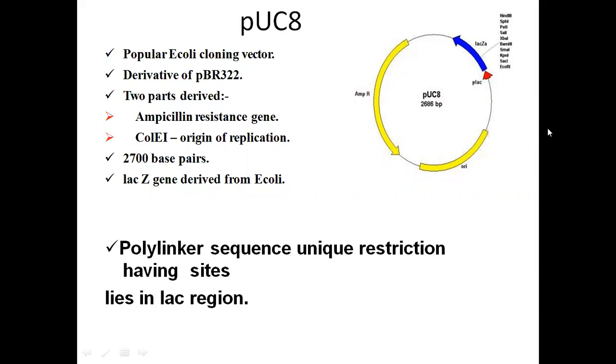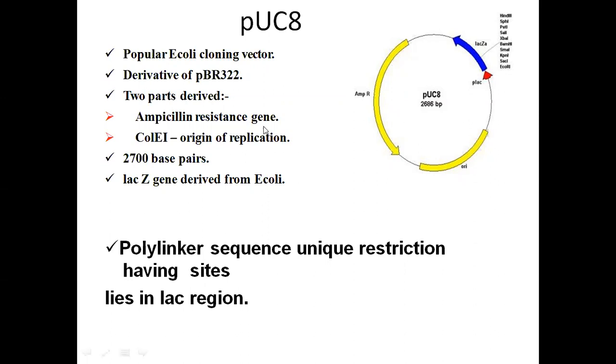Okay, so in continuation with the previous video, pUC8 is one more popular cloning vector. It is actually a derivative of pBR322. You have already studied pBR322; I have already told you several times in the class. pBR322 is the most commonly used and popular DNA molecular vector. It is a plasmid vector available in bacteria.